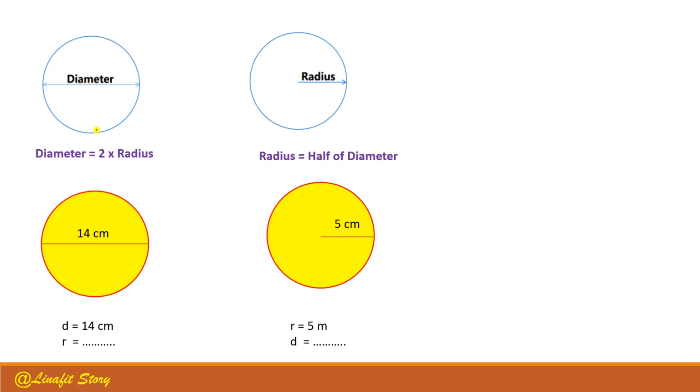To get the diameter is 2 times the radius, while to get the radius is half of the diameter. The radius is the distance between the center of the circle and its edge. So for example, if the diameter is 14, the radius is half of the diameter. So 14 divided by 2 is equal to 7 cm. If the radius is 5, the diameter is 2 times the radius. 2 times 5 is equal to 10 cm.